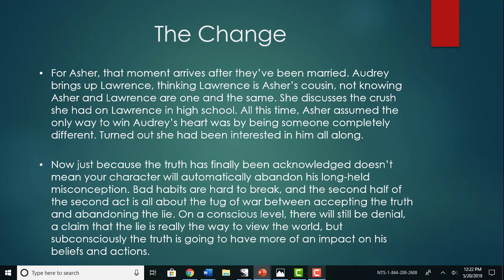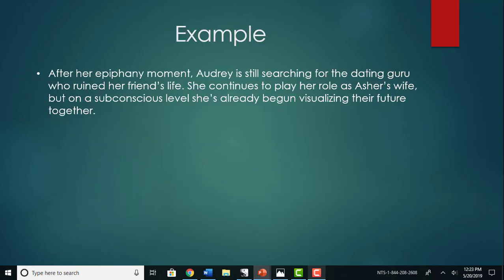So on a conscious level, there will still be denial and a claim that the lie is really the way to view the world. But subconsciously, the truth is going to have more of an impact on your character's beliefs and actions. So after her epiphany moment, Audrey is still searching for the dating guru who ruined her friend's life because she thinks love destroys still, even though that moment happened for her.